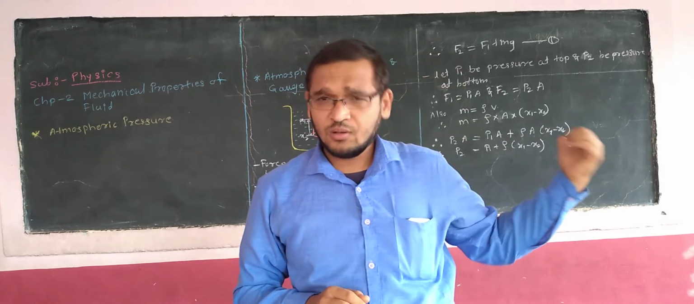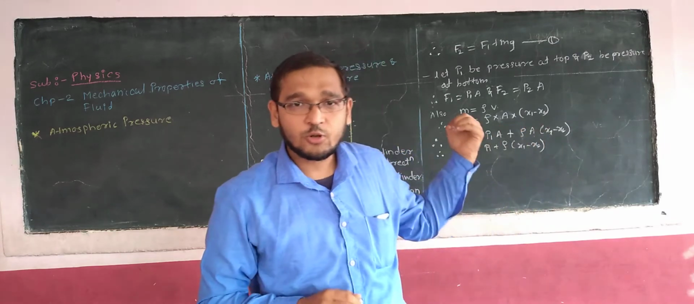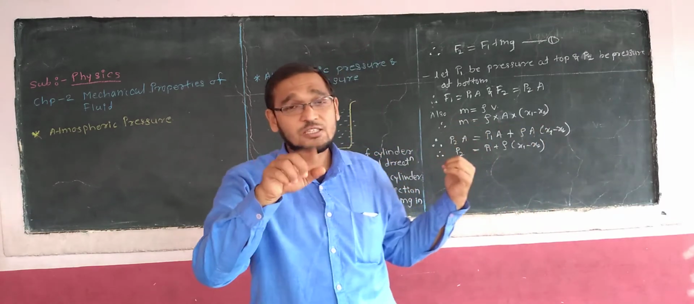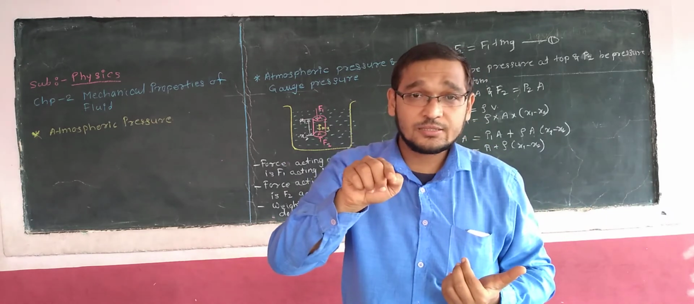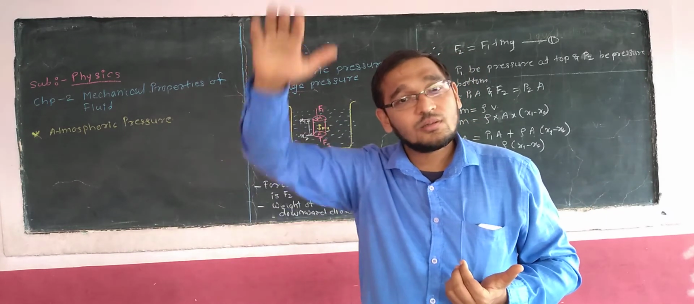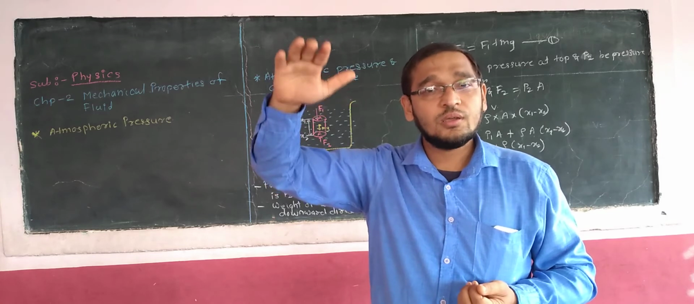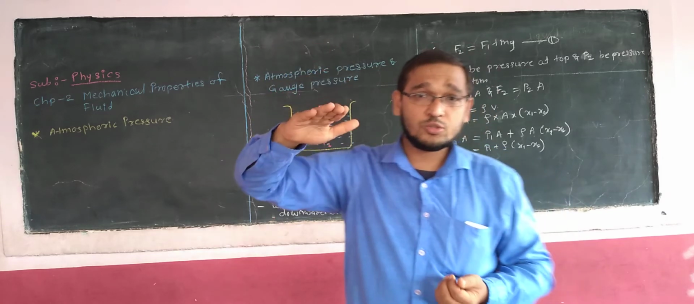As we derived yesterday, the expression for the pressure is nothing but h rho g. As rho, the density, decreases, the pressure goes on decreasing. Atmospheric pressure goes on decreasing.